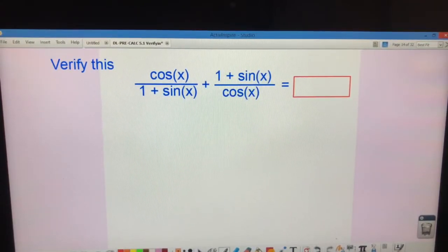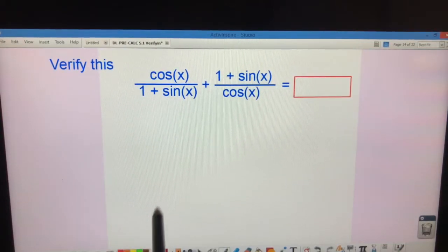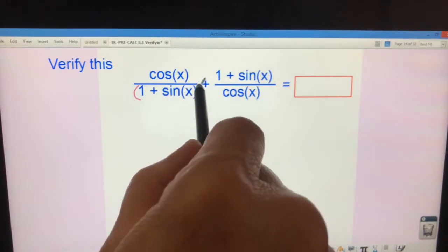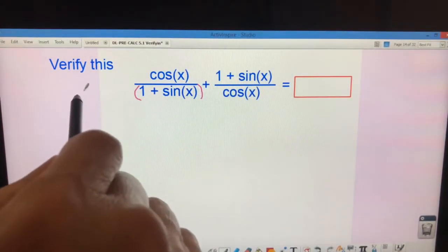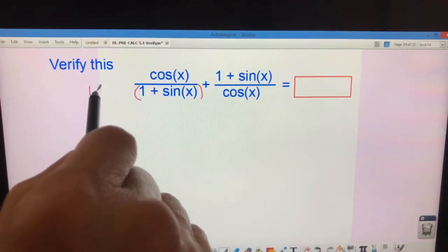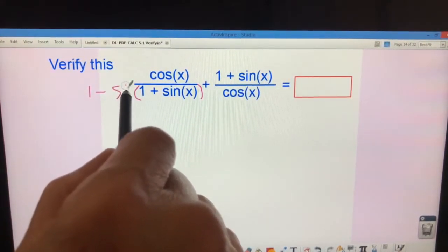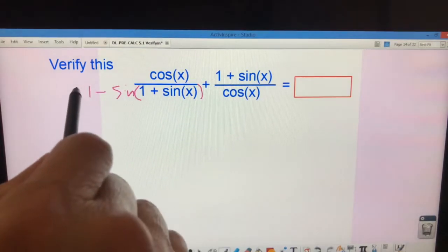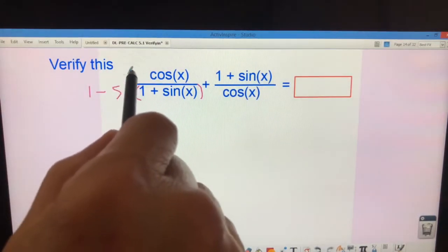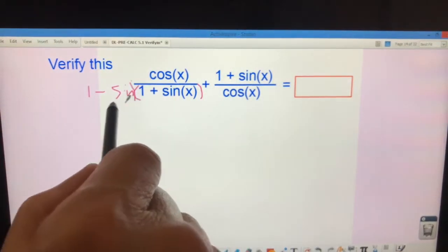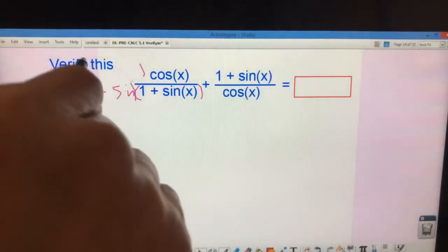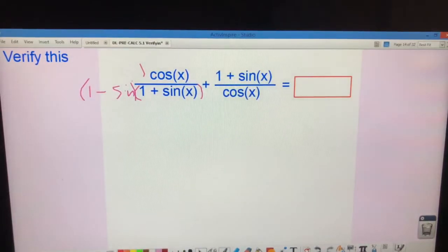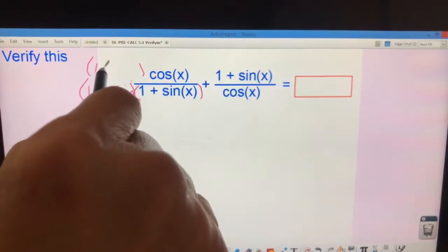That's how I do my simplifying or verifying. So I'm gonna say, well, this here, I'm gonna multiply this already by the evil twin. So 1 minus sine. Okay? So I'm going to multiply the top by 1 minus sine as well. Okay, move this out of the way. So I got 1 minus sine.